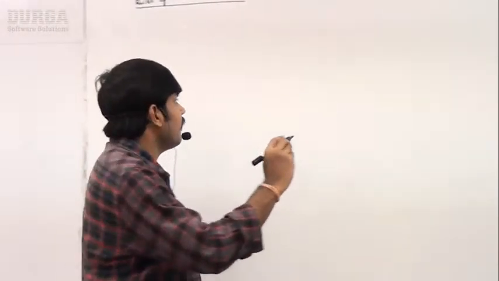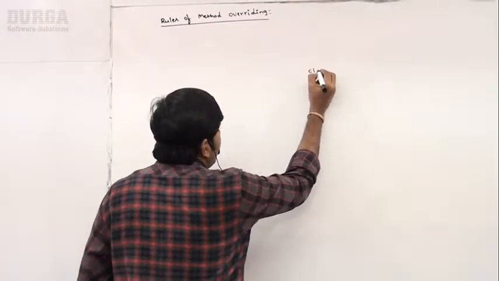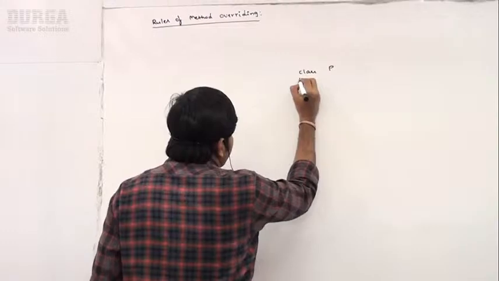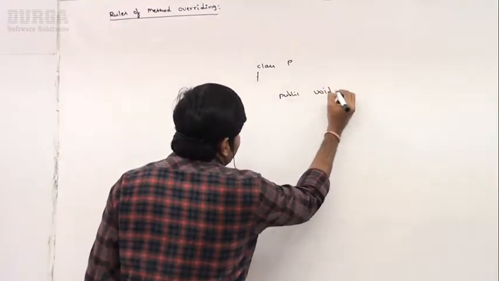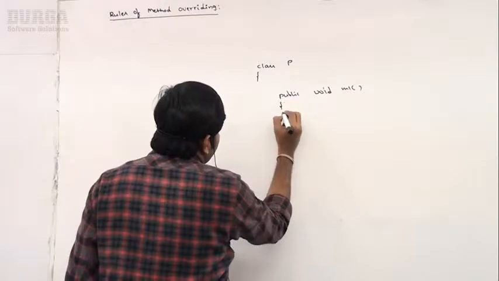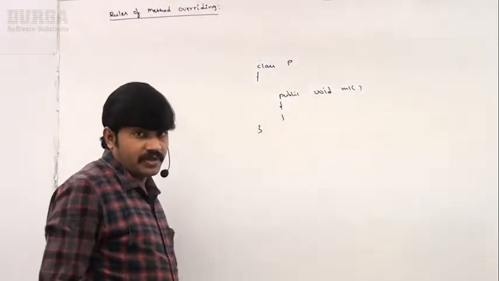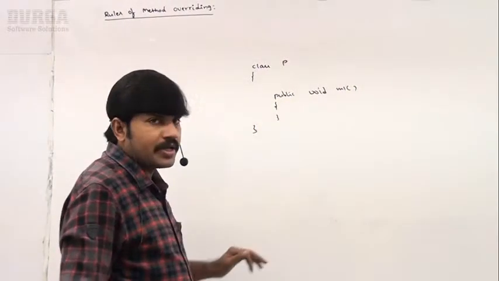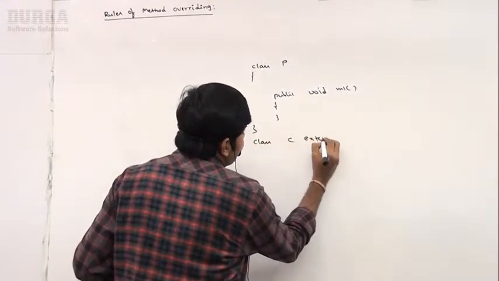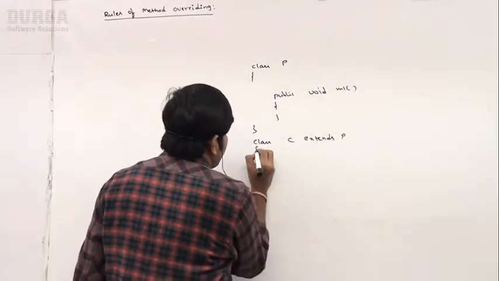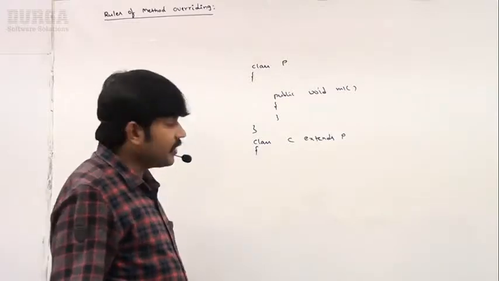Now the next important point. Here observe, I'm taking class P, the parent class. The parent class contains a method public void M1. Observe very carefully, sir. Class P, public void M1. Class C extends P, I'm taking.